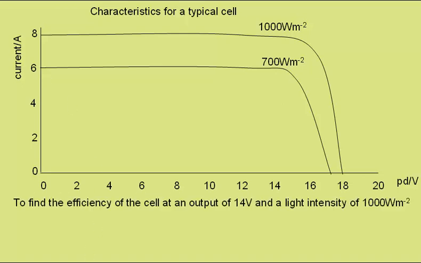If we want to find the efficiency of the cell at an output of 14 volts and a light intensity of 1000 watts per square meter, that is 14 volts, 1000 watts per square meter across at 8 amps. Well, we know that electrical power is equal to current multiplied by potential difference, which in this case is 8 amps and 14 volts, giving a power output of 112 watts.